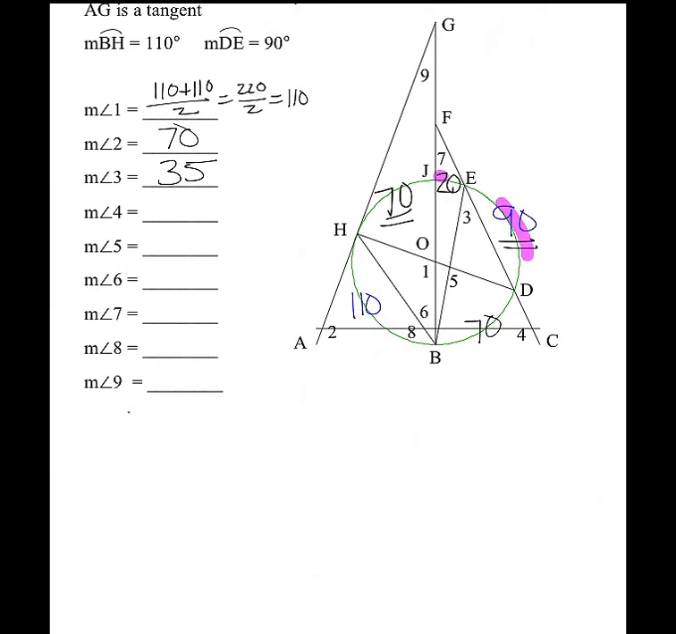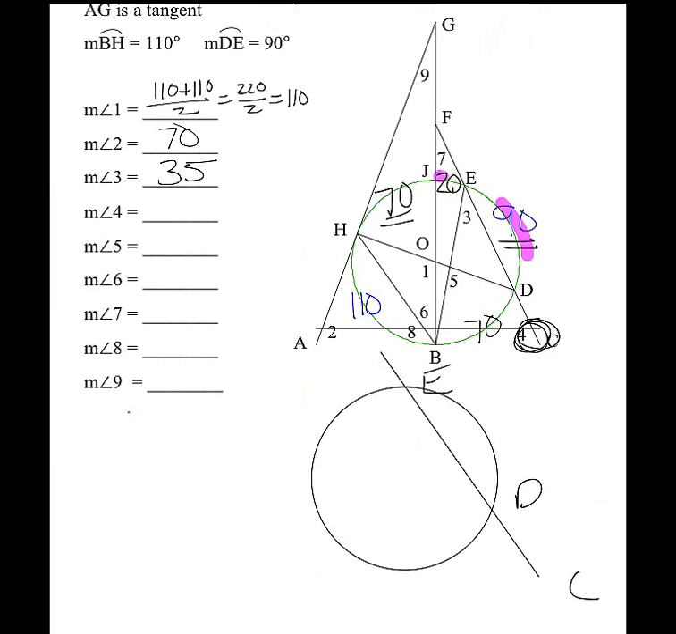Angle 4 is outside the circle over here. So again, let's redraw the circle. It is going from point C through D and E. So E up here, D here, started at C. It's also going through B, which is tangent to the circle. So point B right here.